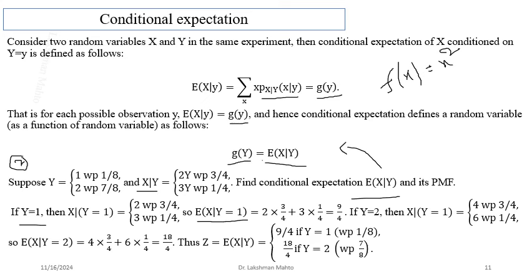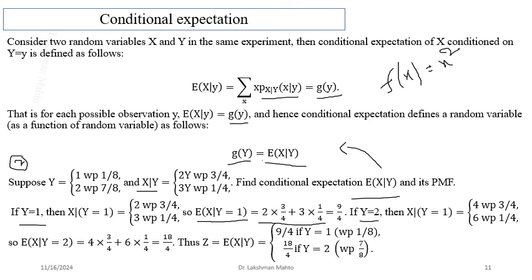So 2, what is the probability of observing 2? 3 by 4. What is the probability of observing 3? 1 by 4. So you get the expectation of x given y equal to 1. Just call it 1 if you are having a lot of issue with notation. So the expectation of x given 1 is equal to 9 by 4.